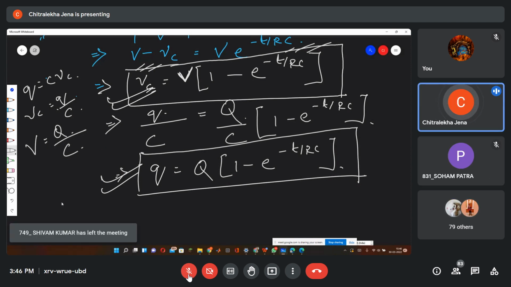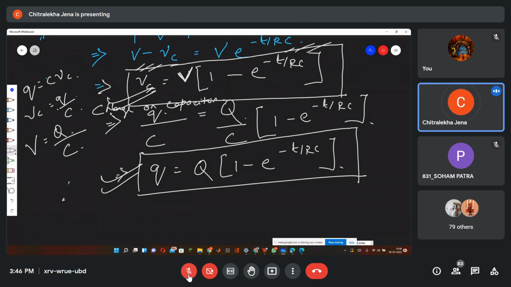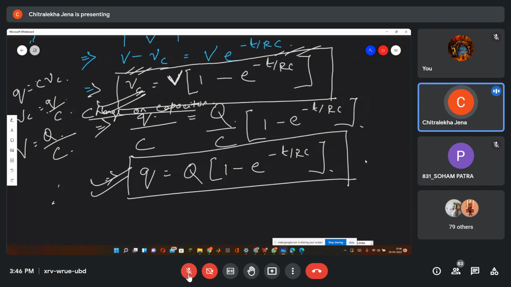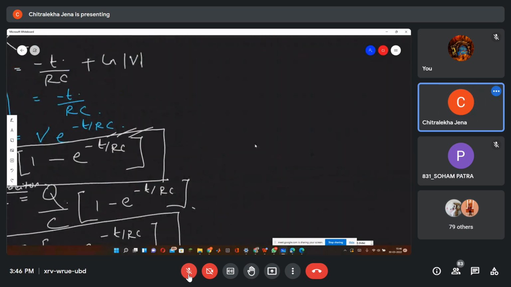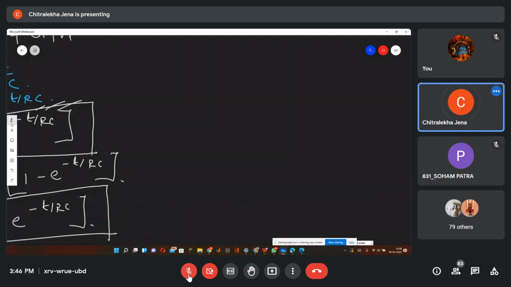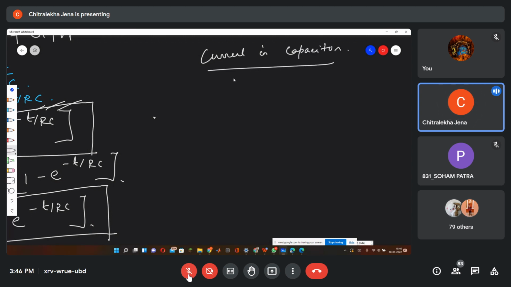Okay. So now come to this, you make it as a heading, charge on the capacitor. Take this as heading. Now come to the current in the capacitor. All these equations I am deriving for t from 0 to infinity. Now coming to the current in the capacitor. What will be the current in the capacitor? Tell me. What is the equation here?